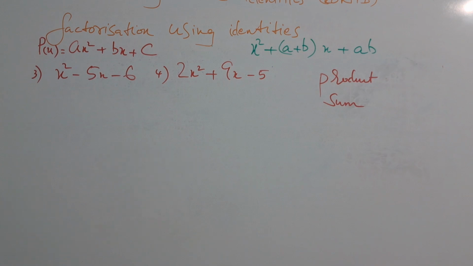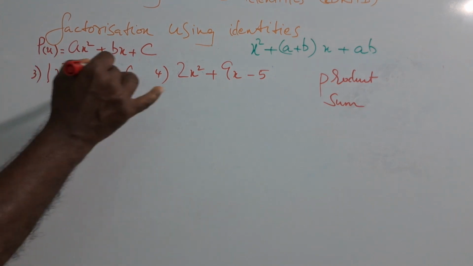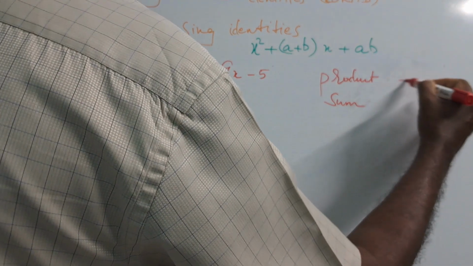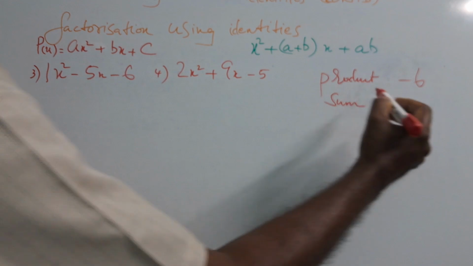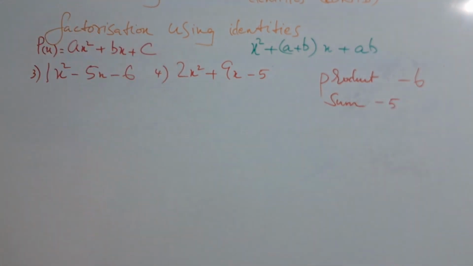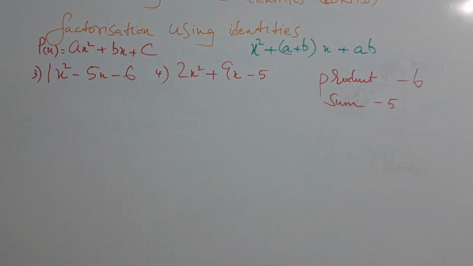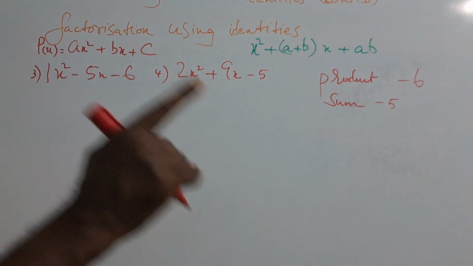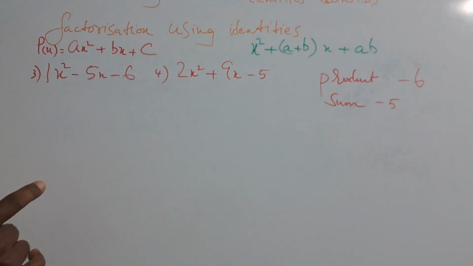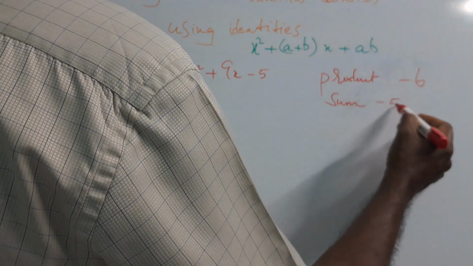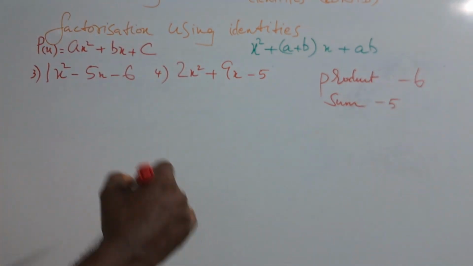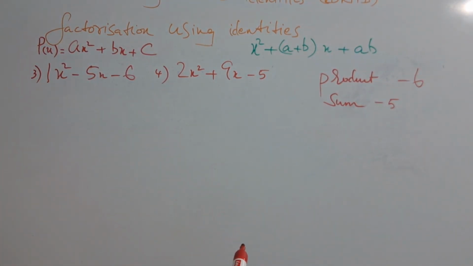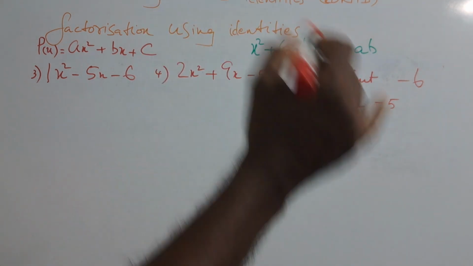Let's answer a few more examples. This one, the product is 1 into minus 6, minus 6 is the product. Sum is minus 5. Since the product is minus 6, one number is a negative number, the other is positive. Since the sum is negative, the larger number is negative and the smaller number is positive.